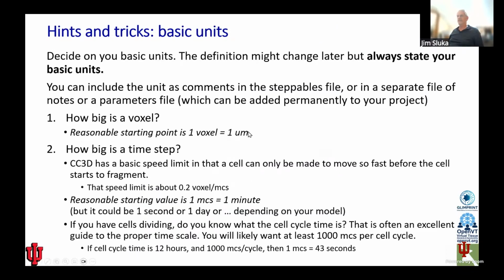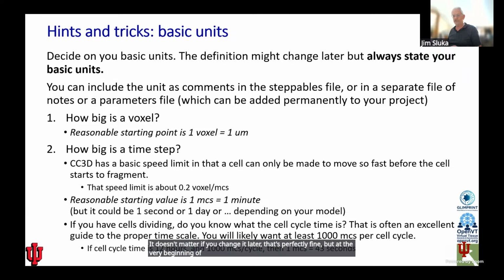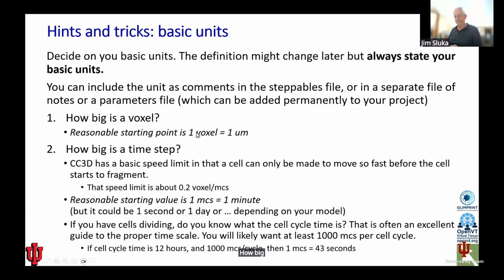The next thing is decide on some basic units for your model. It doesn't matter if you change it later, that's perfectly fine. But at the very beginning of your modeling effort, you should decide how big a voxel is. A voxel is 1 micron, that's fine, great starting point.